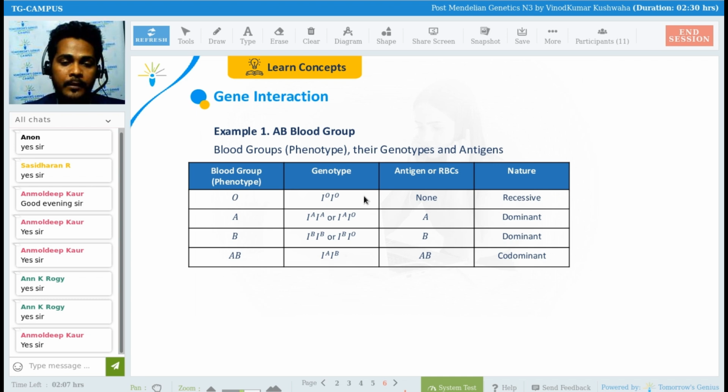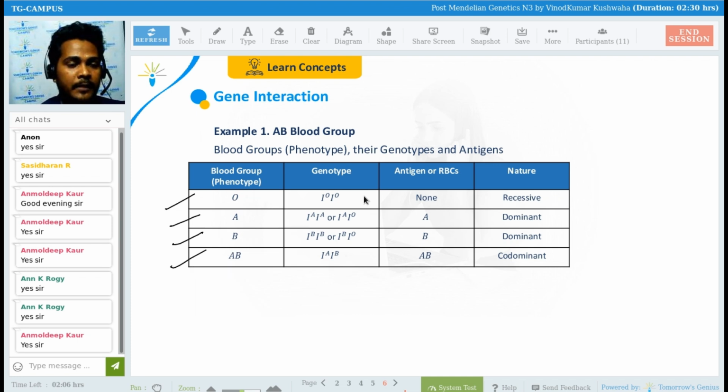You can see here the AB blood group. So first of all, let me tell you about the ABO blood group. What is this ABO blood group? The ABO blood group in human beings is basically of 4 types: blood group A, blood group B, blood group AB, and blood group O. That means we have a total of 4 blood groups in human beings: O, A, B and AB.